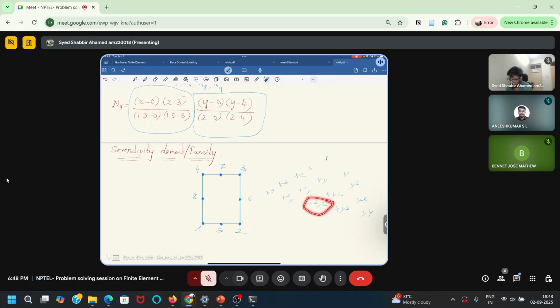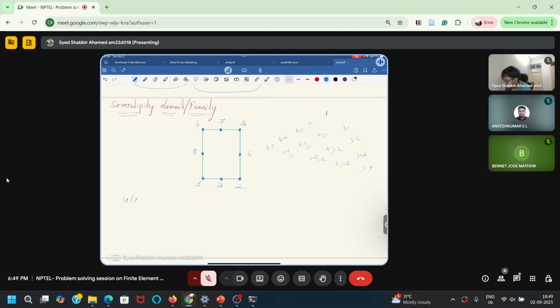If we had 9 nodes, we would have had to take some other higher order polynomial term, which was x square y square, which we did in the Lagrangian approach. Because we have only 8 nodes in the serendipity family of elements, we will take only 8 terms. Let me write u of x comma y as a naught plus a1 x plus a2 y plus a3 x square plus a4 xy plus a5 y square plus a6 x square y plus a7 x y square. So I have a naught to a7, 8 independent terms.